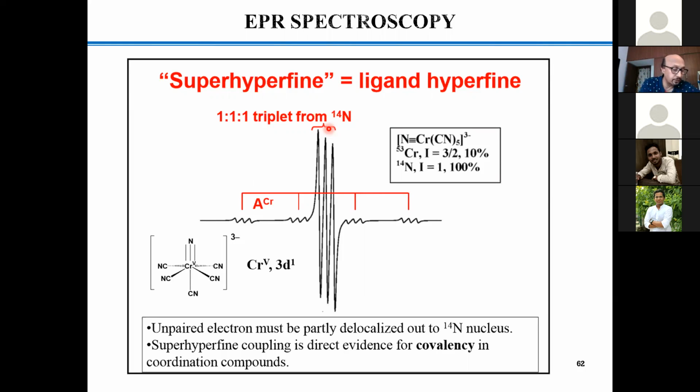Now, if you look at crystal field theory, what was the need for the ligand field theory to appear? It appeared because of the fact that the crystal field could not explain the color.